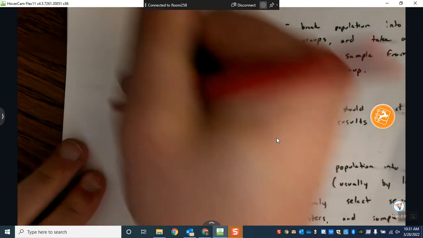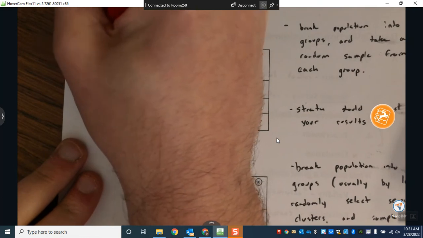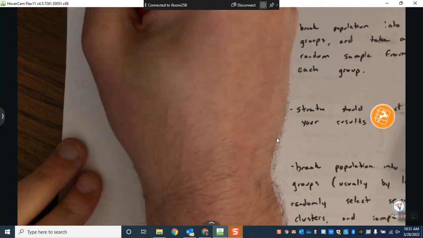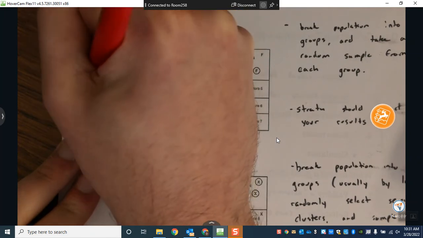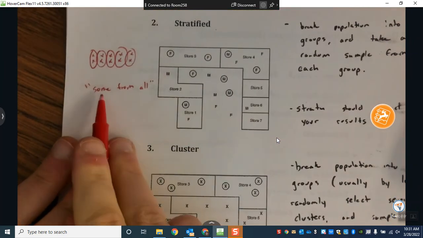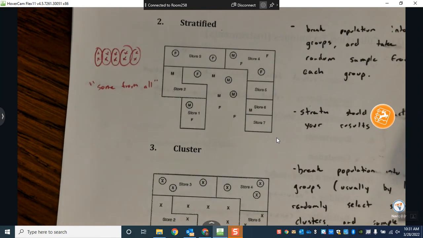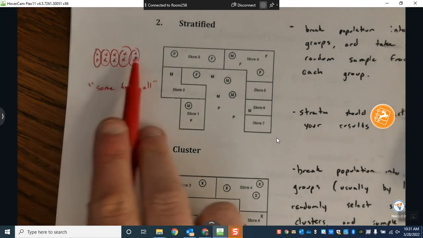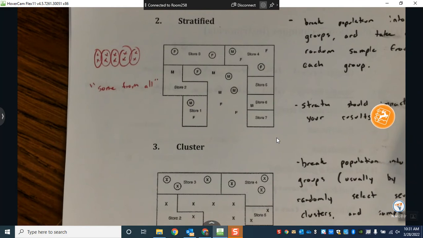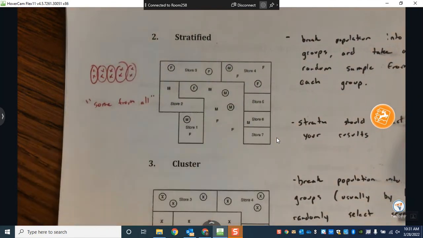All right, a stratified sample, you break your population up into like groups, and you take a little bit from each of your groups. Mr. Burkle calls this some from all. You're taking some of your individuals from all of your groups. I actually don't know if he made this up or if he read this somewhere, but I'm going to give him credit. He calls this some from all because you're getting some individuals from all of your groups.